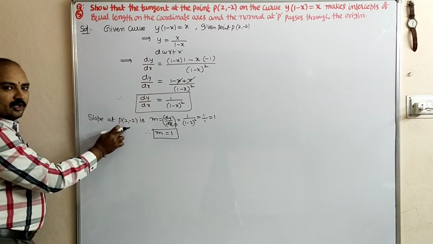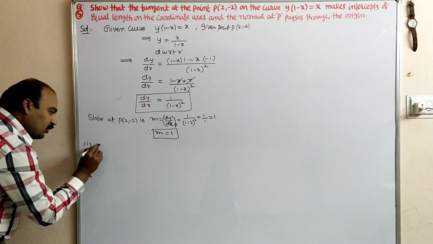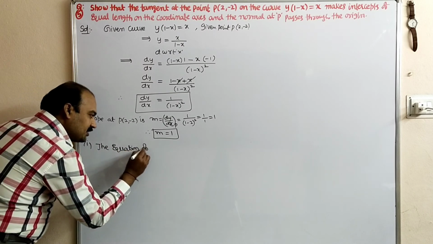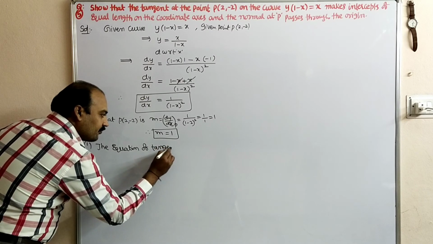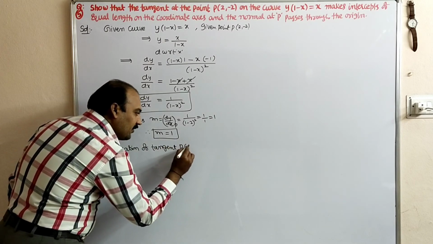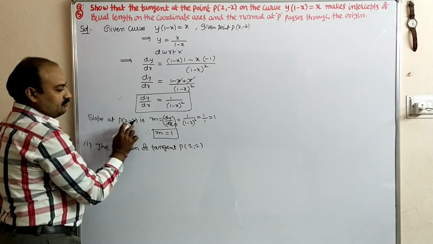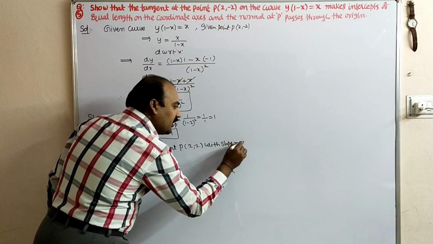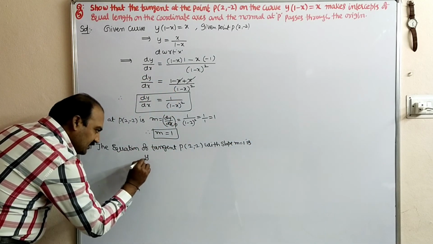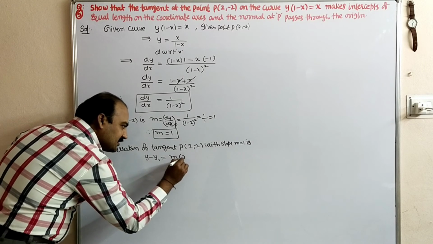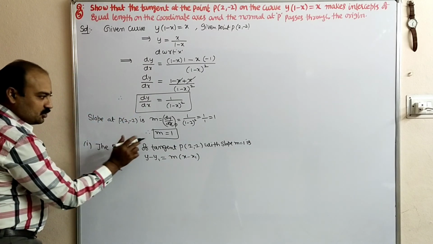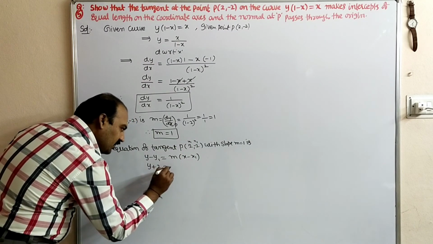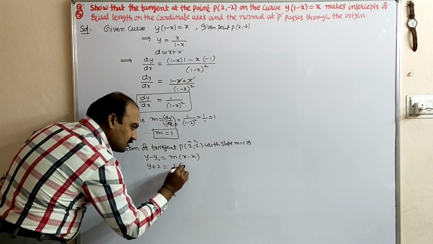Slope we know, point we know. So the equation of tangent at P of x1 comma y1, that means 2 comma minus 2, with slope m equal to 1, is y minus y1 equals m into x minus x1. Substitute the x1, y1 values. So y minus of minus 2, m value is 1, into x minus 2.